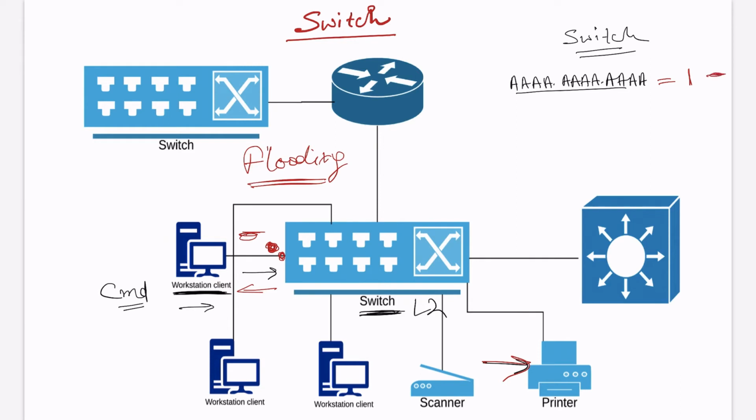Then everybody would listen to that broadcast and will respond, because that broadcast will have the destination IP address and this printer will say that's my IP, so it will respond. So switch will come to know that this printer is connected on this port, let's say port number 5, and then switch will note down the MAC address of this printer. Let's say its MAC address is all D, port number 5. So CAM table is built.